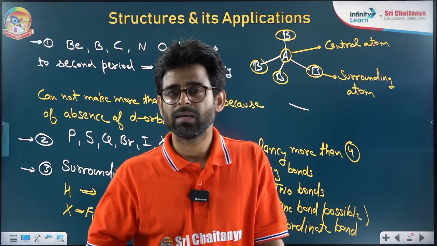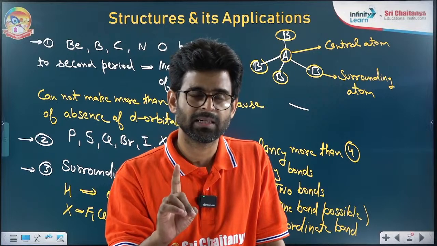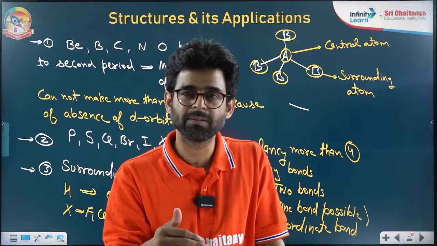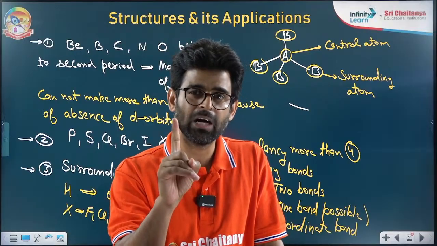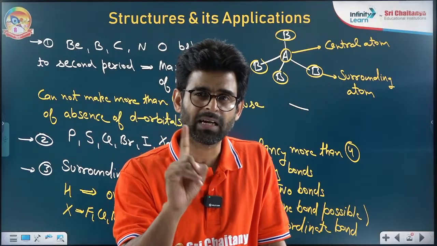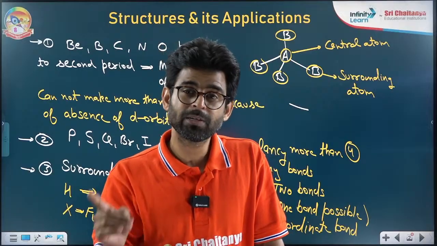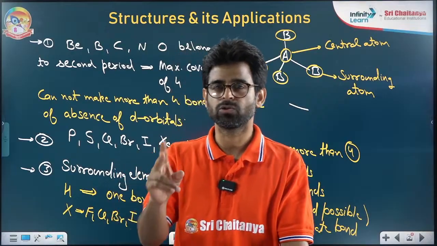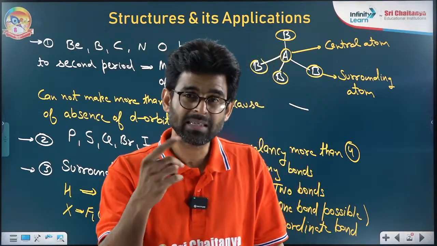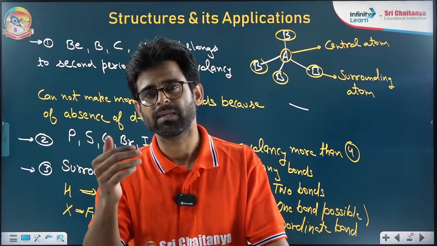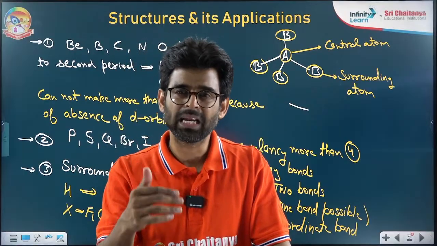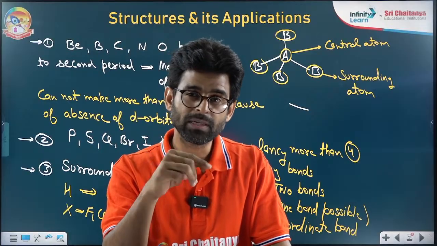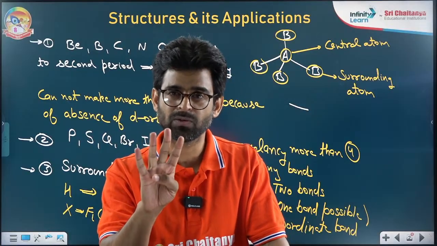If I'm talking about the group number 1 elements, lithium, sodium, potassium, rubidium, cesium, how many valence electrons do they have? 1 valence electron, right? Group number 2, beryllium, magnesium, all these have 2 valence electrons. 13th group, beta, the boron family: boron, aluminium, gallium, all of these have 3. 14th group elements have 4 valence electrons.